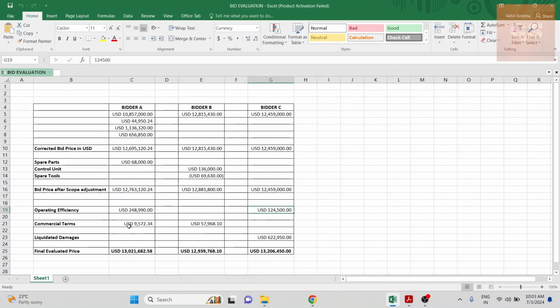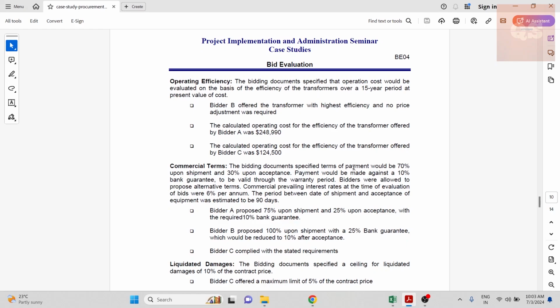Now next is the commercial terms. As per the bidding document, the payment terms were 70% upon shipment and 30% upon acceptance, and payment would be made against a 10% bank guarantee which is valid throughout the warranty period. Bidders were allowed to propose alternative terms. The prevailing interest rate at the time of evaluation of bids was 6% per annum, and the period between the date of shipment and acceptance of equipment was 90 days. So in 90 days the shipment will come to the site, and these 70-30 were the payment terms.